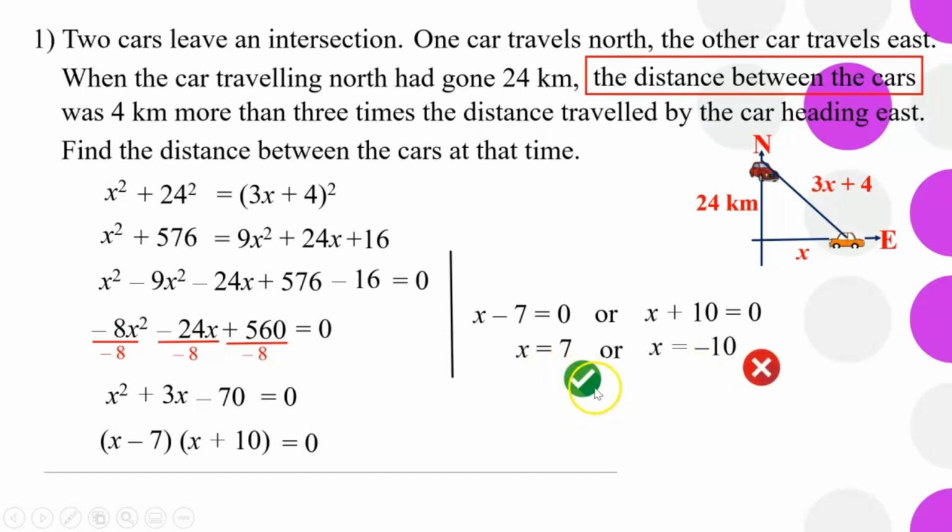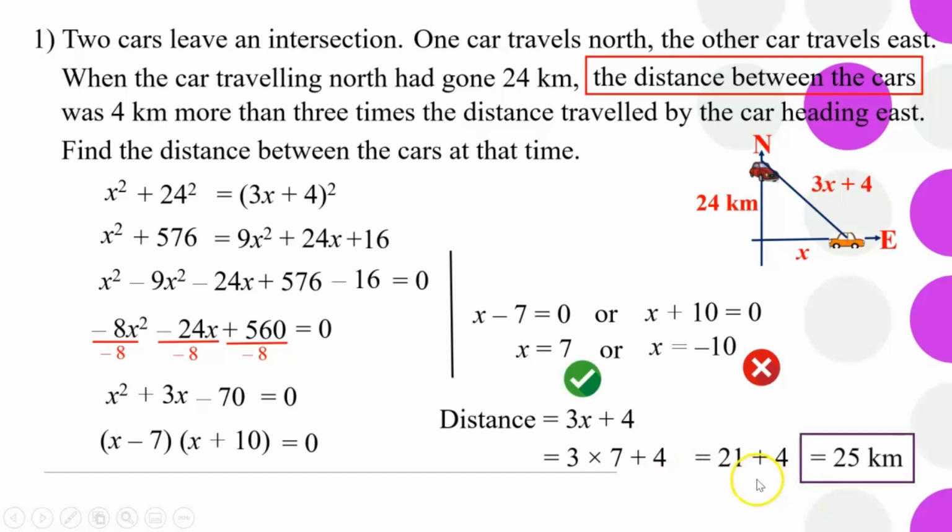Again, just like the first question, the distance cannot be negative, so in this case we will take the value of x as 7. Now we need to find the distance between the cars at that time. So the distance is 3x plus 4, and substitute the value of x over there. 3 times 7 plus 4. 3 times 7 is 21, plus 4 will give you 25 kilometers.